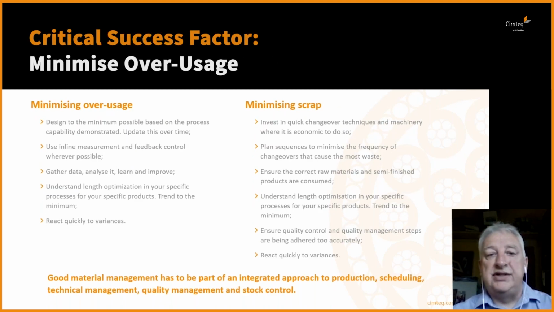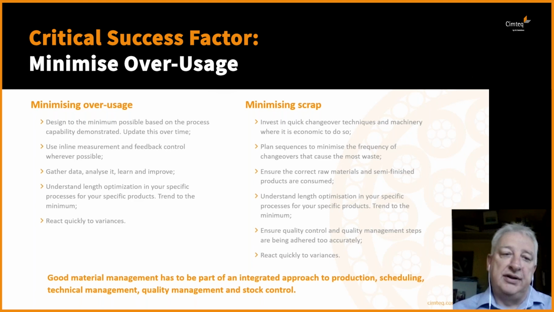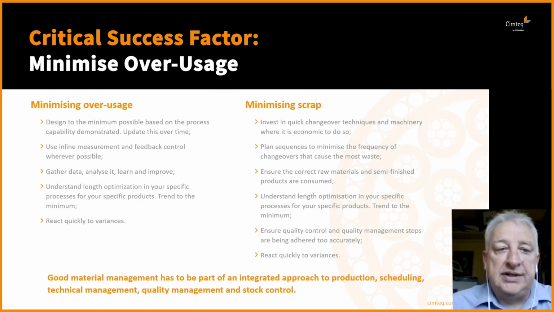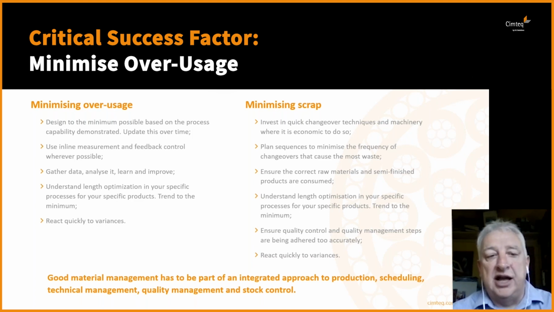Some basic critical success factors, just trying to boil that lot down a little bit. So minimizing overusage. Design to the minimum possible based on the process capability demonstrated within your plant. Update this over time. So if we have a particular process capability and we have to make a radial thickness a little bit bigger than the minimum because we don't want to infringe the minimum, then that's fine. But if we improve our concentricity or we improve our control and we're capable of reducing that down towards the minimum, absolutely we should be doing it.